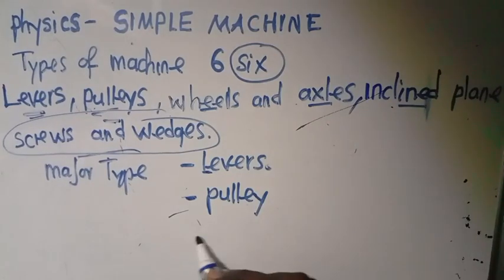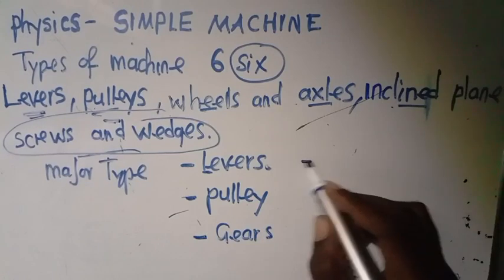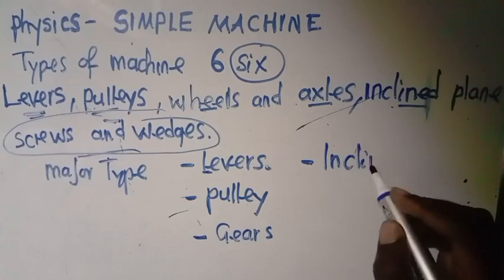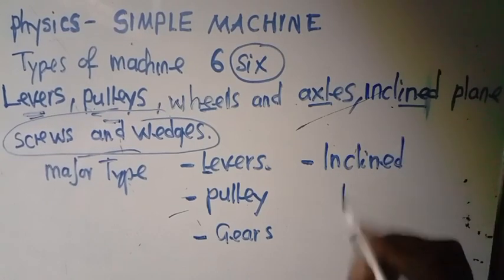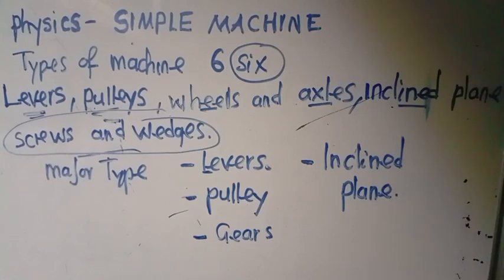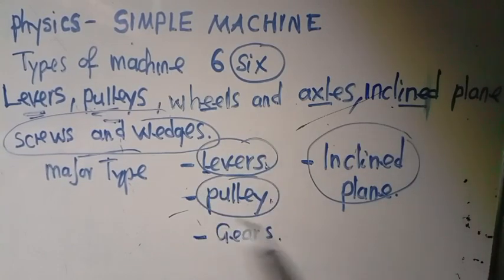Aside from pulley, we've got gears. Aside from gears, the last one, we've got the inclined plane. So inclined what? Inclined plane. These are the major types of what? Simple machines. How many are they? 4. 1, 2, 3, 4. These are the 4 major types of simple machines.